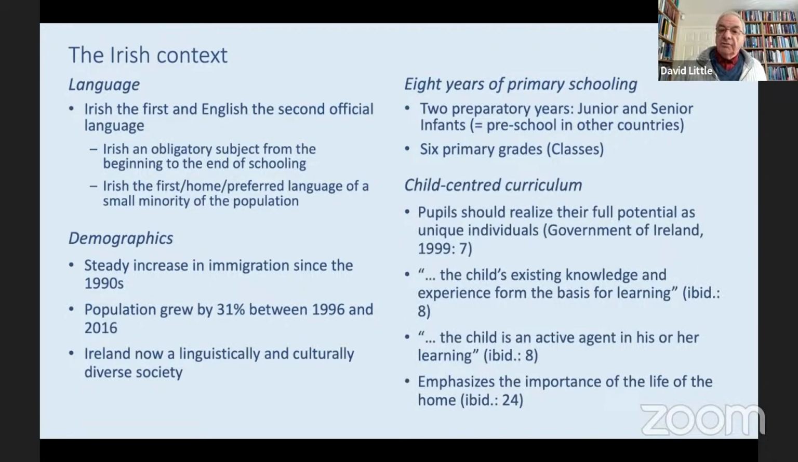In Ireland, we have an excellent child-centered primary school curriculum. A curriculum whose aim is that pupils should realize their full potential as unique individuals. A curriculum that asserts that the child's existing knowledge and experience form the basis for learning, that the child is an active agent in his or her learning, and a curriculum that emphasizes the importance of the life of the home. It declares that parents during the primary years are the child's principal educators. Clearly, this is an important consideration when the language of the home is not a version of the language of schooling.